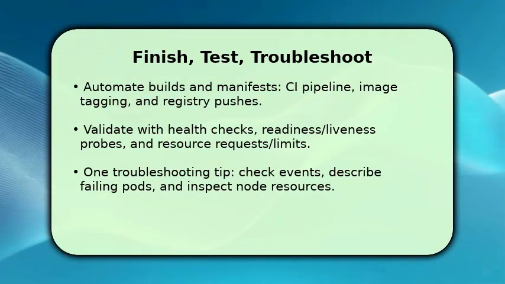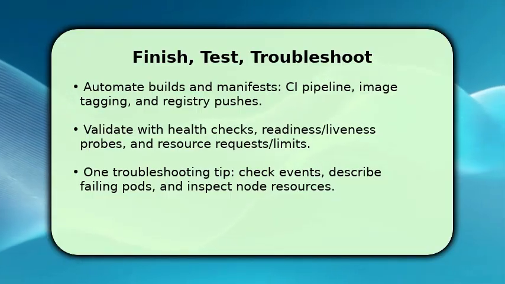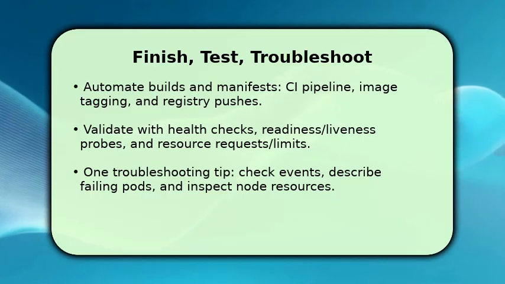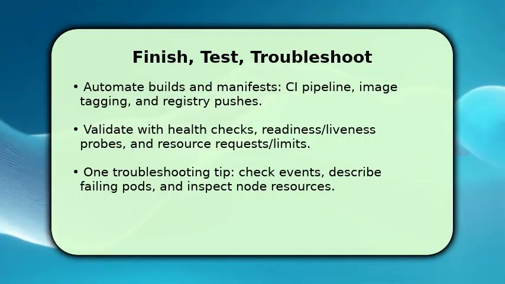You complete the learning path by automating and validating. Set up a CI job to build and tag images, push them to a registry, and apply versioned manifests. Add readiness and liveness probes, and set resource requests and limits so behavior is predictable. Once done, run integration tests against services and practice rollbacks.